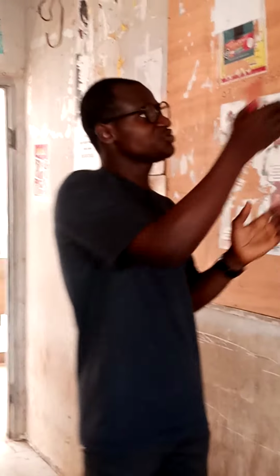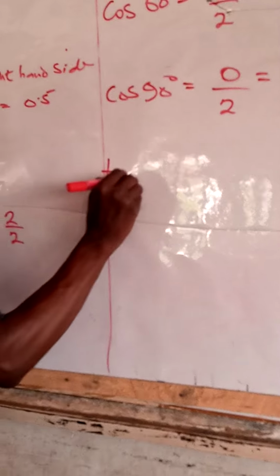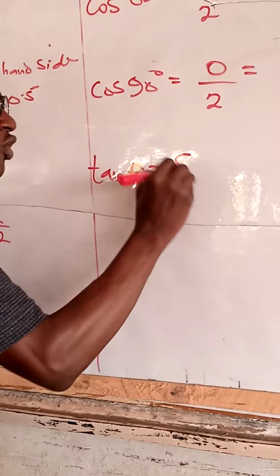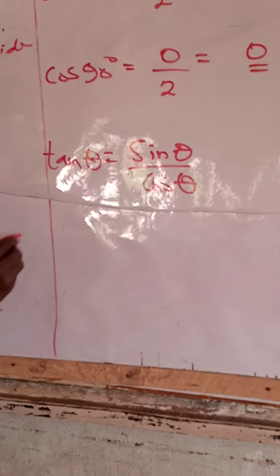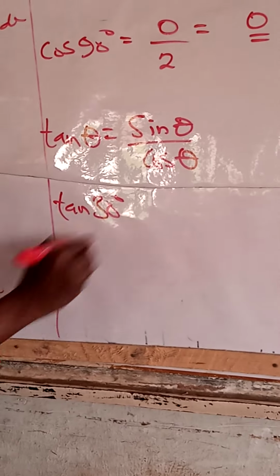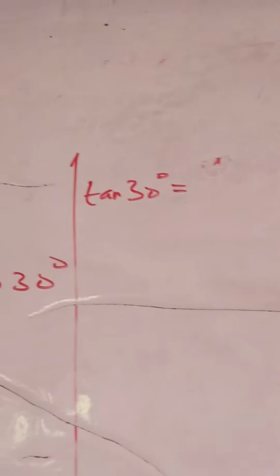Now, how do we determine that of the tan? Because we said we only divide the angle into 2 and not 3. How do we go? We have tan theta is equal to sine theta over cos theta. Now, I want to determine tan 30 degree. It is going to be sine 30 degree over cos 30 degree. Now our tan 30 degree will be equal to, what is our sine 30? Our sine 30 is 1 over 2 divided by our cos 30, which is equal to root 3 over 2.